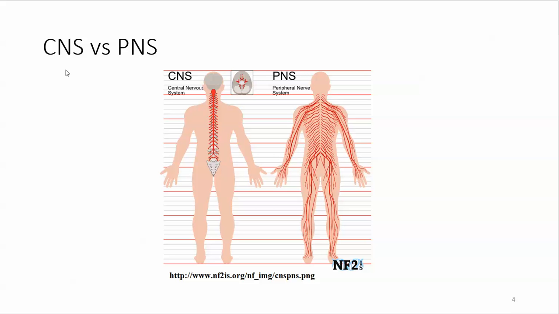This is the central nervous system versus the peripheral nervous system. The central nervous system contains the brain and spinal cord, and the peripheral nervous system is anything outside the brain and spinal cord. There are 12 pair of cranial nerves and 31 pair of spinal nerves.